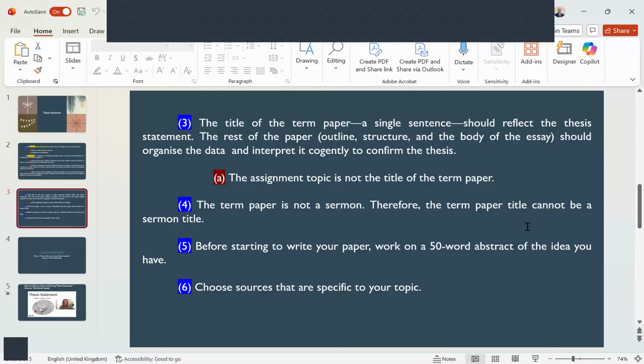The rest of the paper, outline, structure, and the body of the essay should organize the idea and interpret it cogently to confirm the thesis. So everything in the paper should, in some sense, add to the thesis of the paper. There isn't anything in the paper that is not logically, rationally connected to the central idea of the paper.